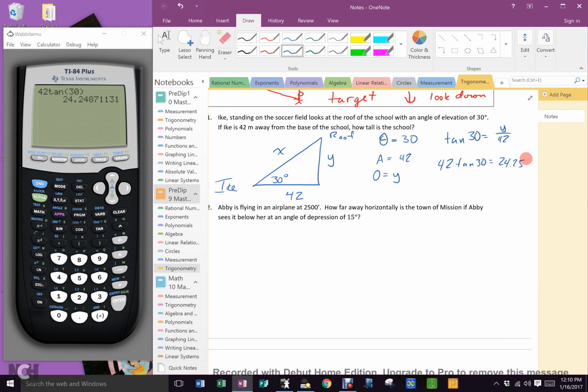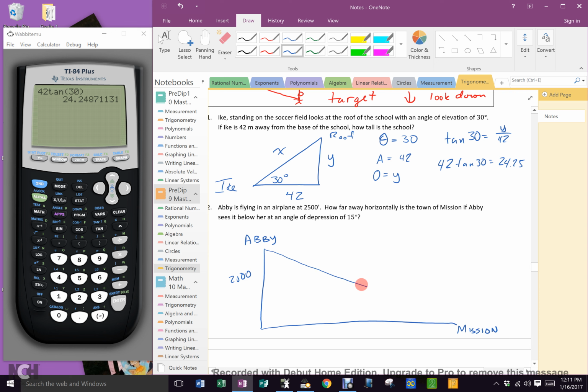Great. Now, next question. Abby is flying in an airplane at 2,500 feet. Where's Abby? Up in the sky. How far in the sky is she? 2,500. How far away is Mission if Abby sees it below her at an angle of depression of 15? So Mission must be away from her, yes? The way I've drawn it, Mission must be over here, correct? Which is some distance along the ground from where Abby is.